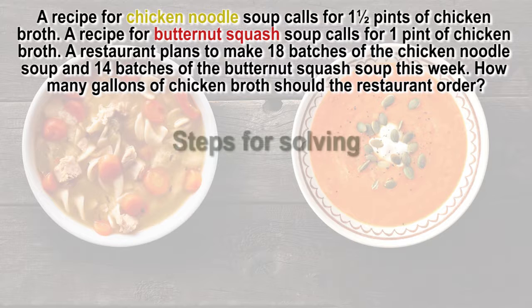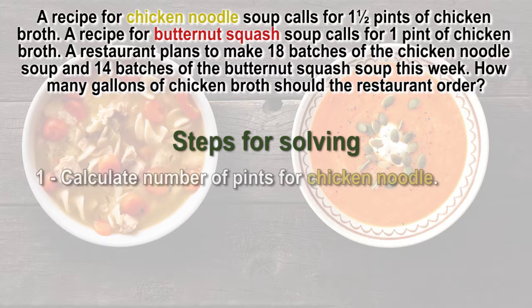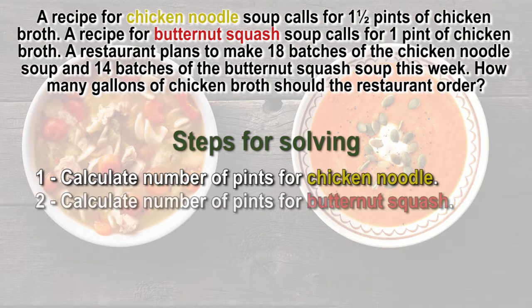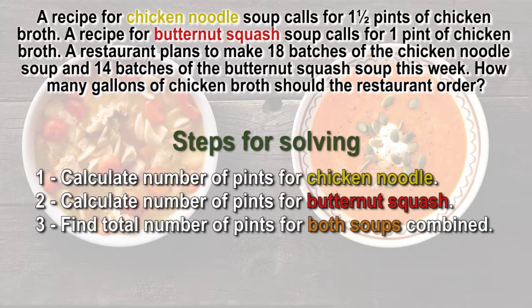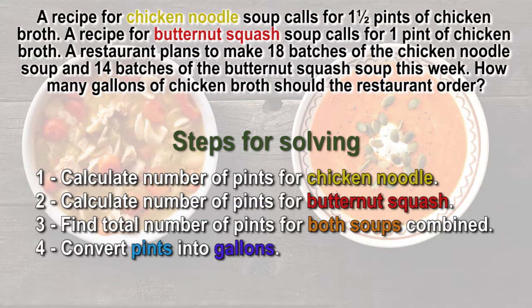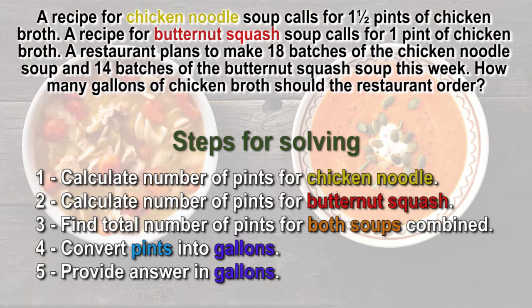The steps we have identified for solving this problem are: 1. Calculate the number of pints of broth for chicken noodle soup. 2. Calculate the number of pints of broth for butternut squash soup. 3. Figure out the total number of pints for both soups combined. 4. Convert the pints into gallons. And 5. Provide our answer in gallons.